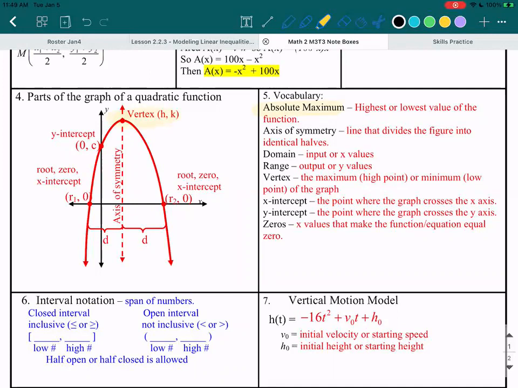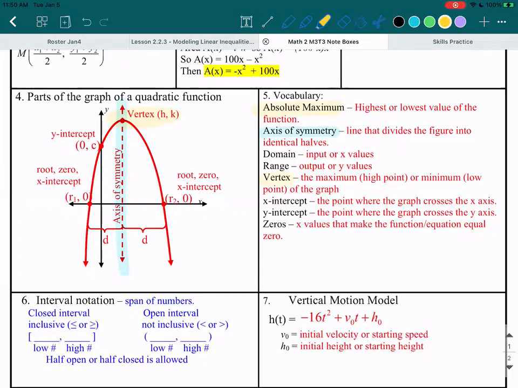Okay? There's also something called an axis of symmetry. Let's go over the vocabulary words really quickly, since we're here already. The axis of symmetry is the line that divides the figure into identical halves. You can see that drawn onto the graph right here. If you folded it, the graph would be folded in half. That is your axis of symmetry. Domain, we've talked about that a long time ago. Domain is the input or x values. Then there's also range, which is the output or y values. There's the vertex, which is the maximum high point or minimum low point of the graph. As we can see, we already highlighted the vertex.